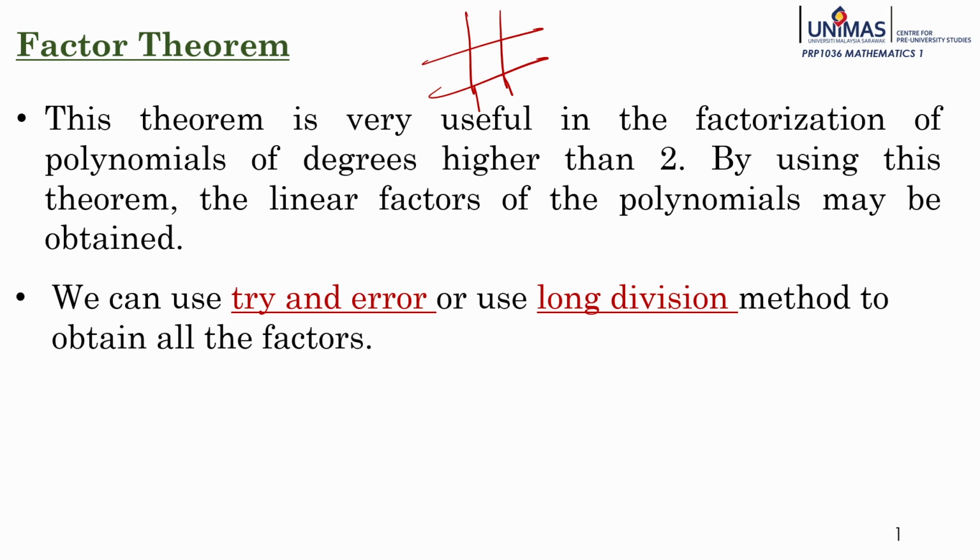When we solve the quadratic, we have this factorized, right? For example, x plus 1, x minus 1. So I got this from this method actually. We can use this method for quadratics. But how do we factorize a polynomial with x to the power of 5, x to the power of 4? We can use trial and error or the long division method to obtain all the factors.